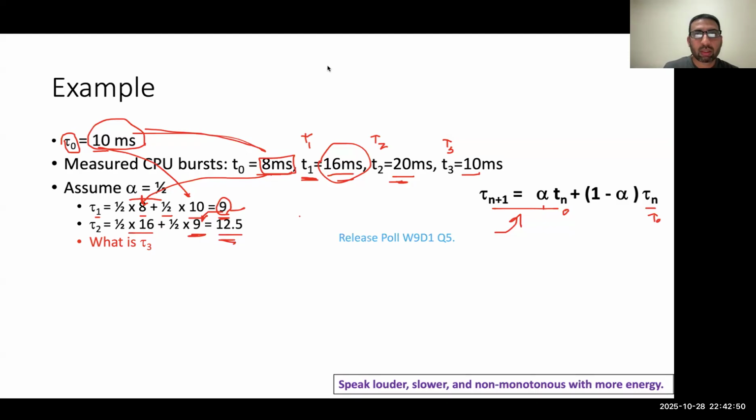So you only need to plug in the values, right? For finding tau 3, you need to know tau 2 and T2, so you know both of those values. You simply plug them in the formula and you get 16.25 as tau 3. Okay, so what is tau 4? This is our next, question 6.